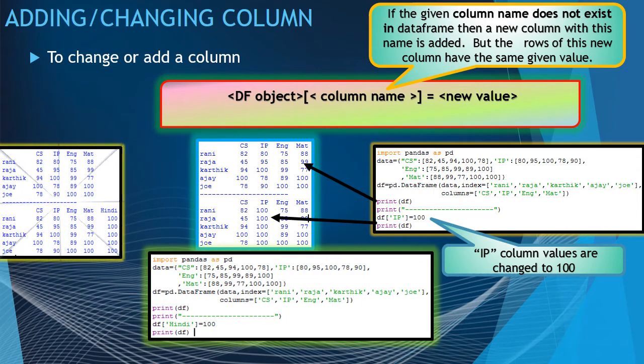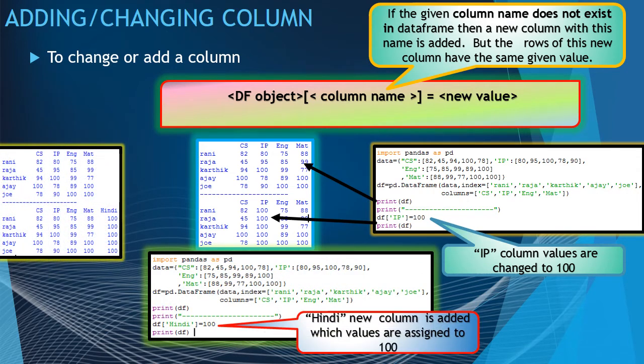And then in the next example I have given df of Hindi equal to 100. The Hindi column is not present in that existing data frame object, so it created that new column Hindi with the values 100.